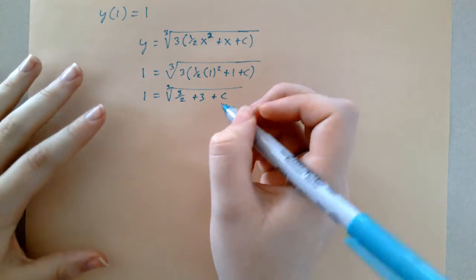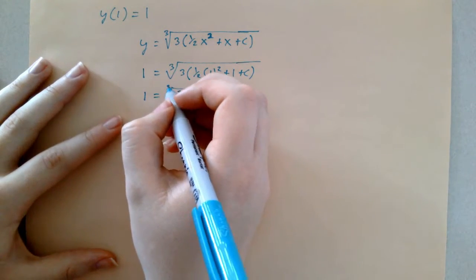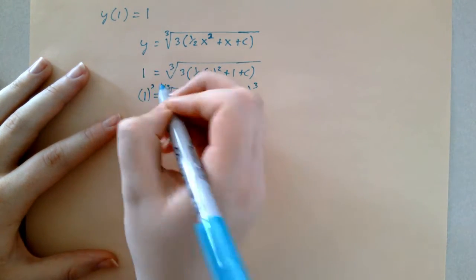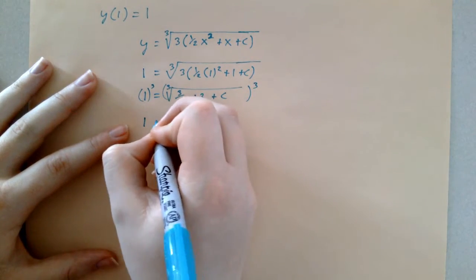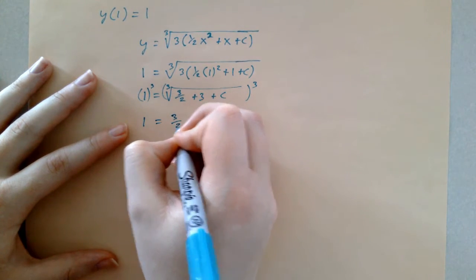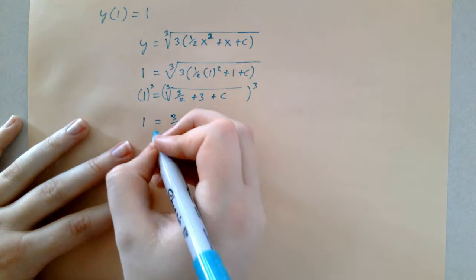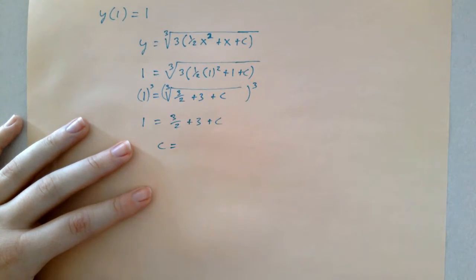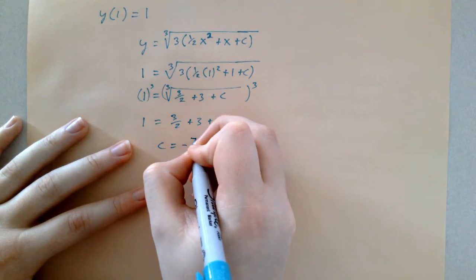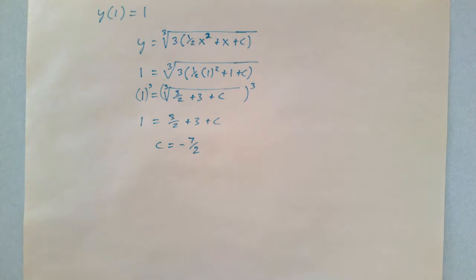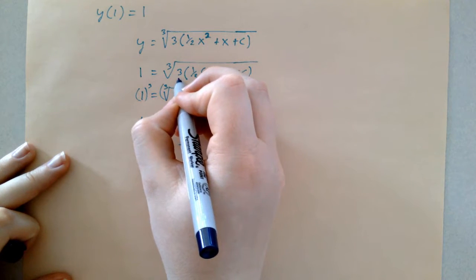We can go ahead and cube both sides of this equation to get rid of the cube root. So we have 1 is equal to 3/2 plus 3 plus c. If you do the math, c comes out to be -7/2. You might be wondering, why didn't I distribute this 3 to our c?